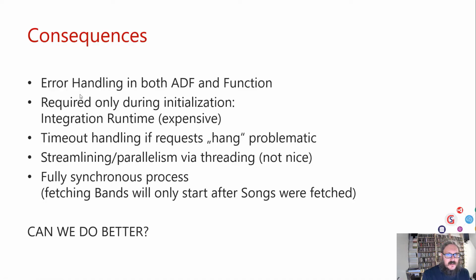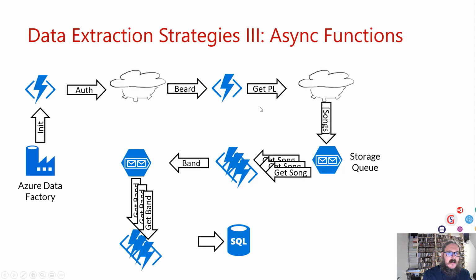So with the next approach, I'm going to show you an approach where I try to remedy those pain points that I saw here. The next approach is a data extraction strategy where we try to make the entire process asynchronous. Let me talk you through that process again. The first thing I do is initialize from my data factory, which mustn't necessarily be a data factory. My function does its authentication, gets the bearer token, then gets the playlist, and is returned the array of song IDs.